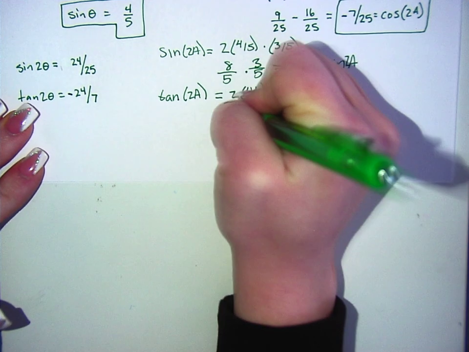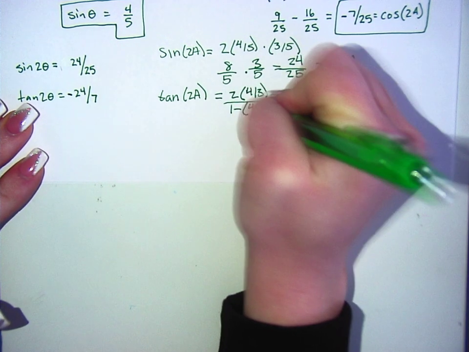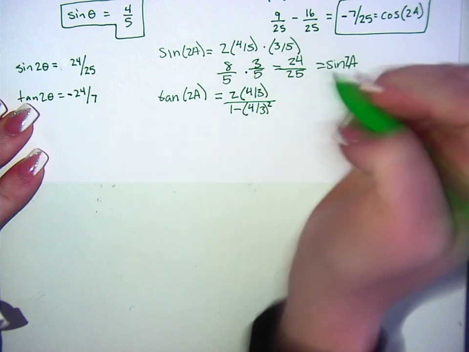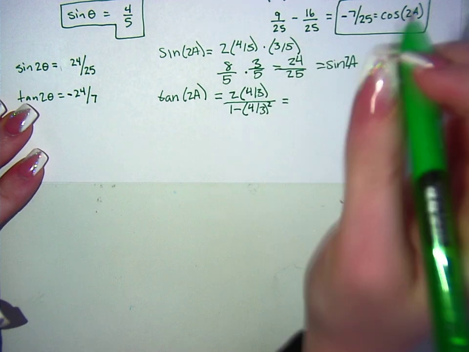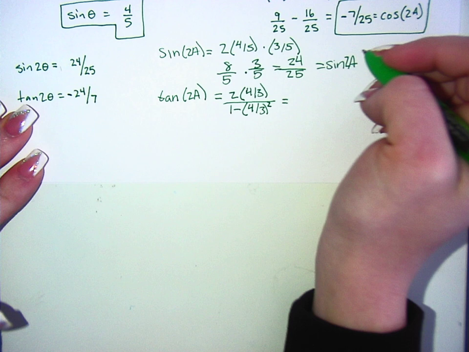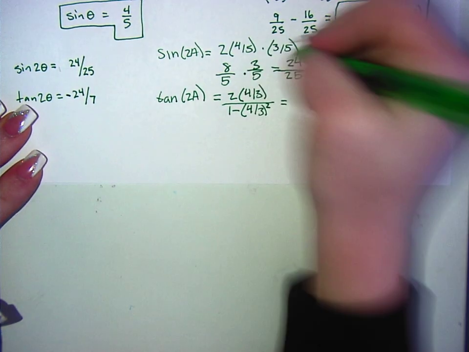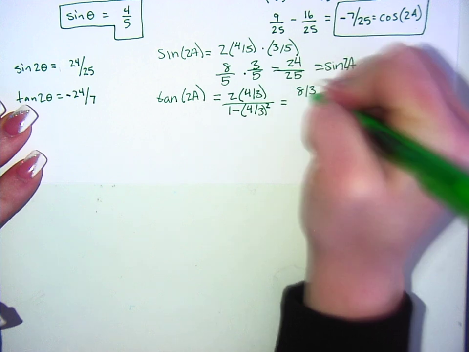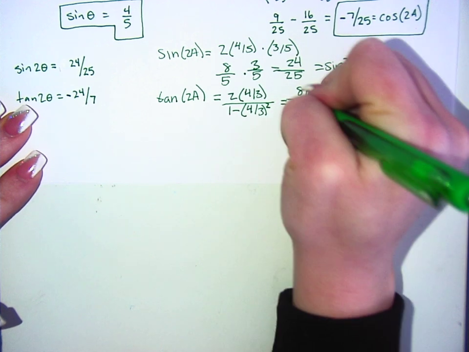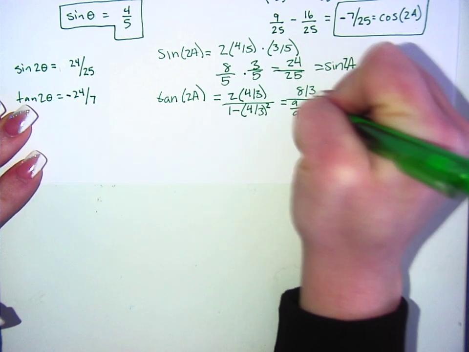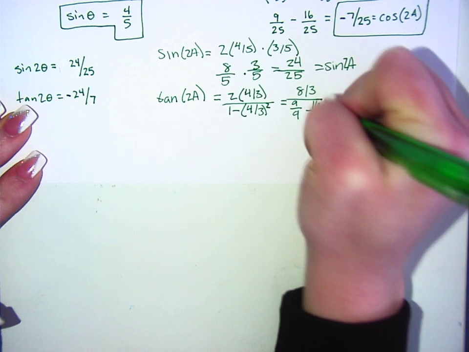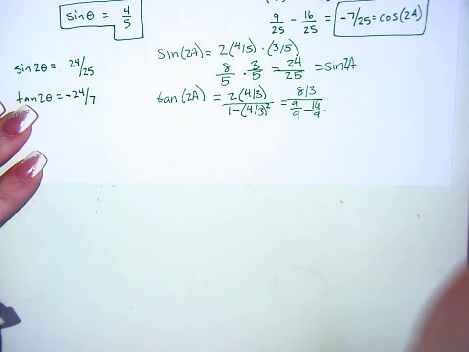3 over 1 minus 16 over 9. Yeah, that's correct. And that equals 8 over 3 over 9 over 9 and 7, or no, 16 over 9.